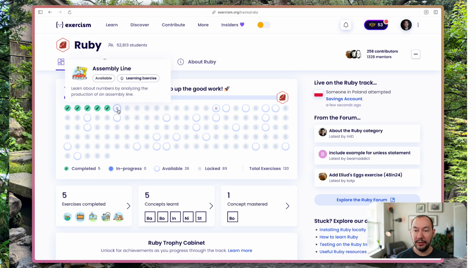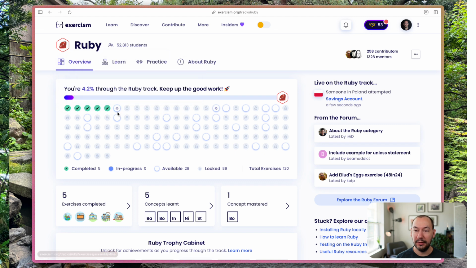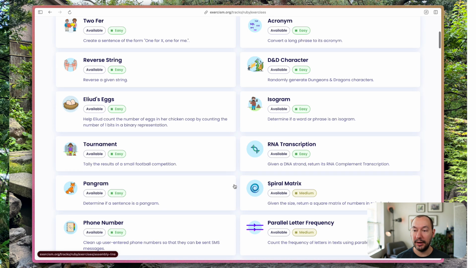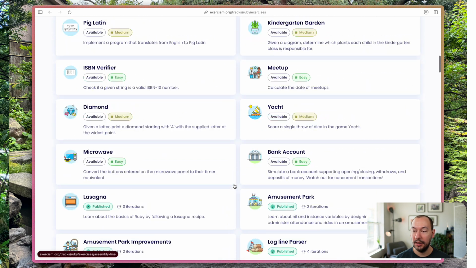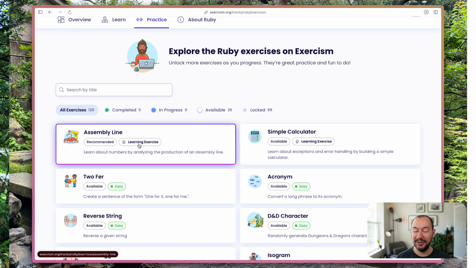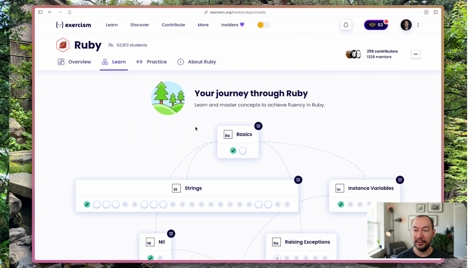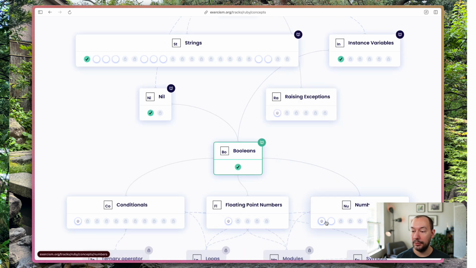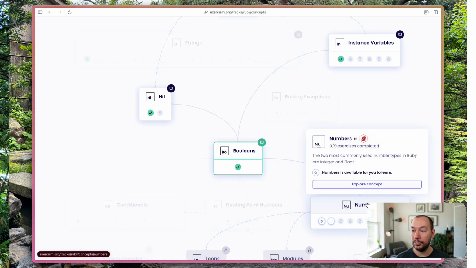So this video is the assembly line. So we're going in this order basically. I think this is pretty similar to the suggested order here in practice as things get unlocked. You can see it's still a learning exercise. It's not even an easy category yet. If we look at the syllabus here, this learn map, I think it's down here in numbers is the assembly line. So numbers, integers and floats.